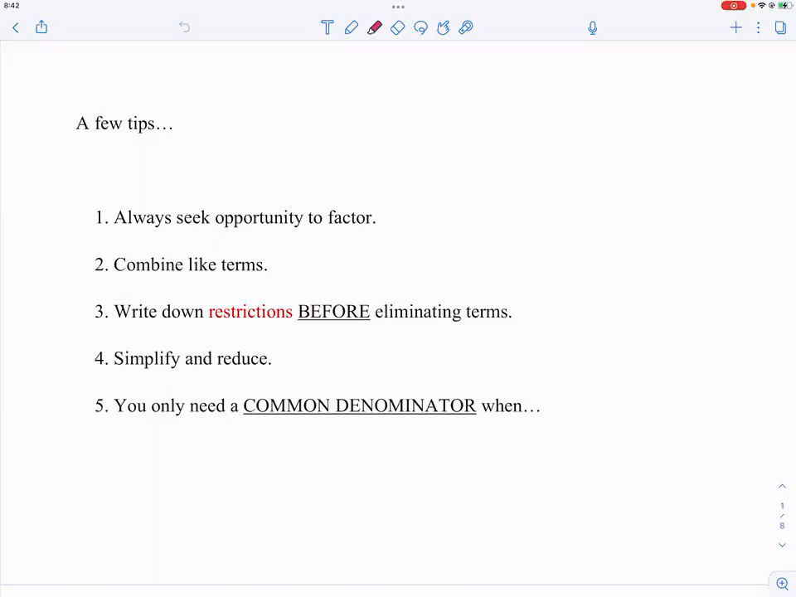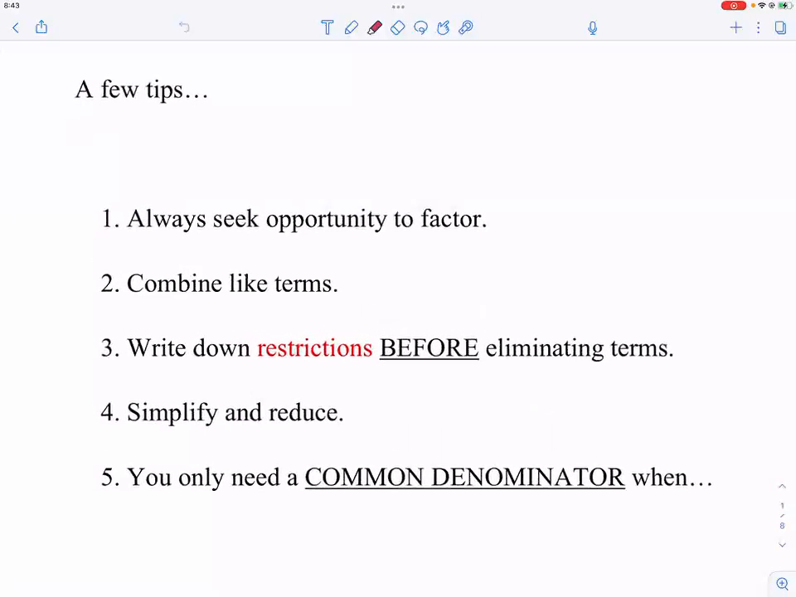Okay, let me go ahead and talk about these questions real quick. Now there are a few tips I want to share with you so that you can get a good general idea of how to think about these. What we are expecting is that you are able to add, subtract, multiply or divide these fractions, what we call rational expressions. So here are a few tips.